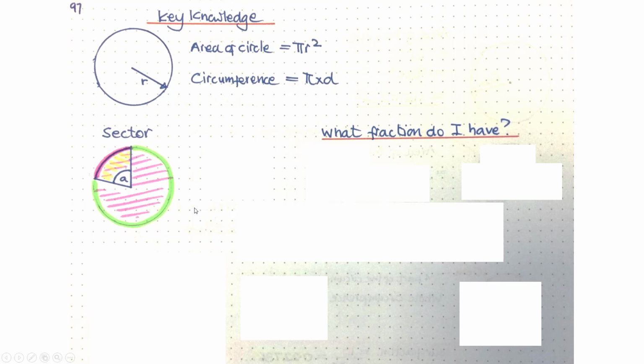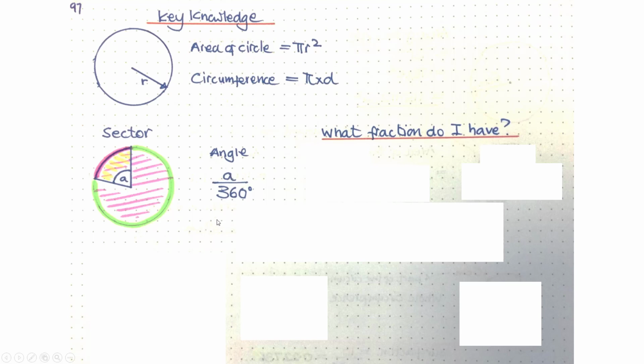The number one main way that we've been looking at is by looking at the angle. So the fraction we've got is A out of 360. The whole amount would be 360, and the amount that we've got is A. So it's A out of 360. That's what we've got. That's the whole amount.